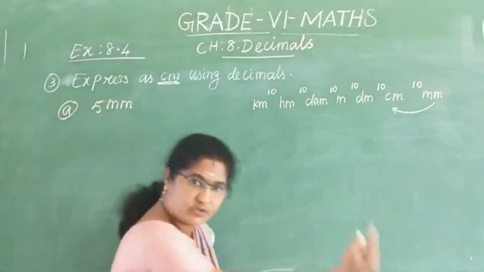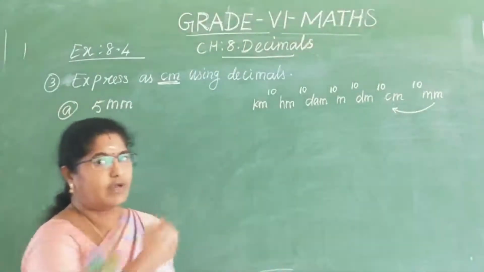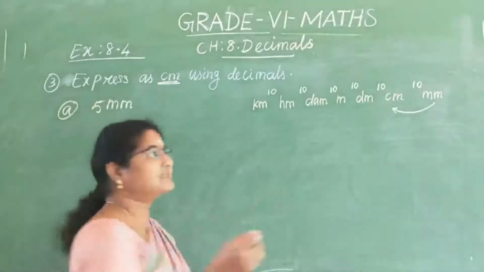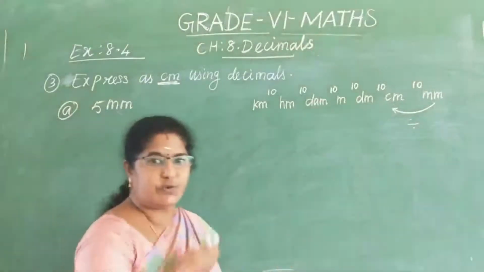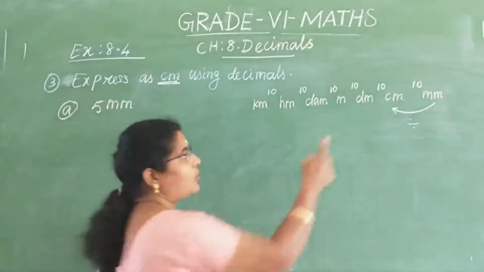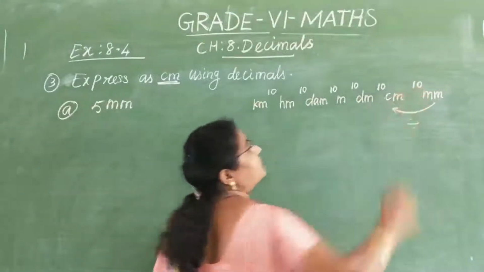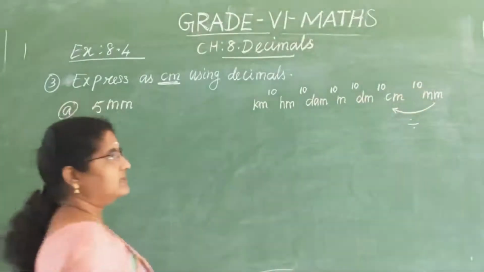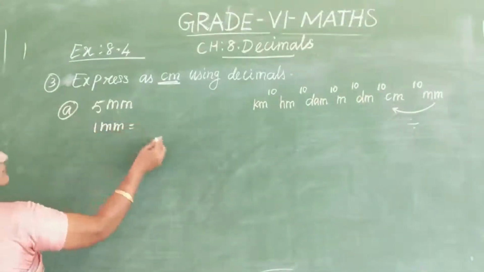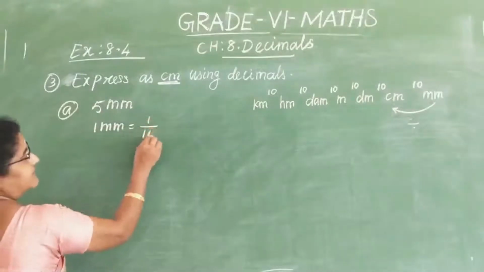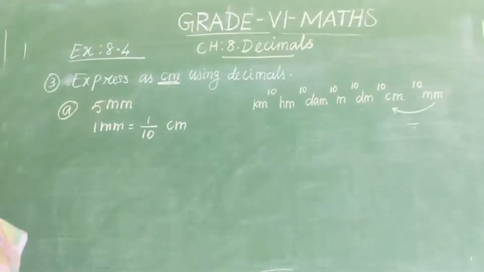That means lower unit to higher unit. When we convert lower to higher, we have to divide. Only one unit is moved backward, so you have to divide by 10. So 1 millimeter equals how many centimeter? 1 by 10 centimeter. We need to divide, so that is 1 by 10 centimeter.